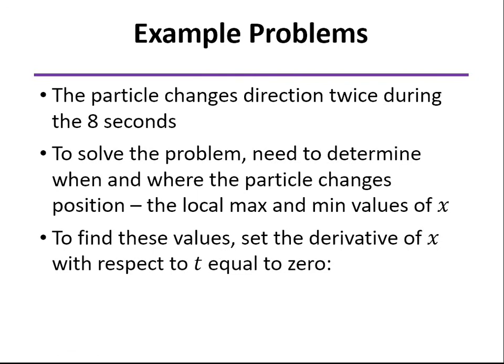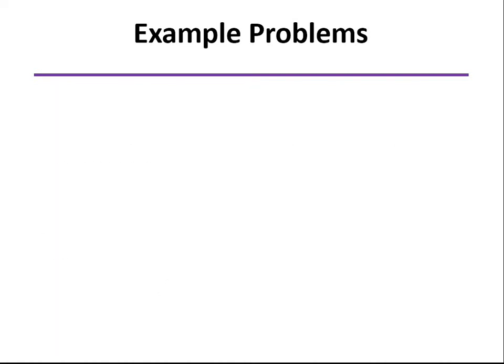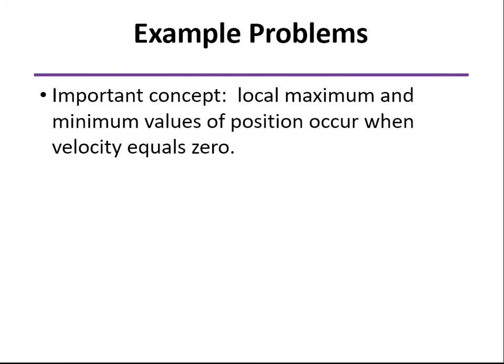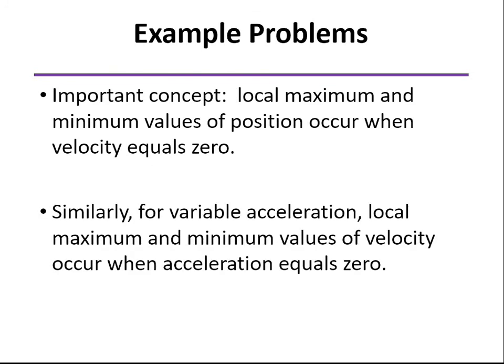So as we learned in calculus, if we want to find a local max or local min, we take a derivative and set that equal to 0. And of course, the derivative of x with respect to time, by definition, is the velocity, which makes sense too. If a particle is going to change direction, it has to come to a stop momentarily before changing direction. So wherever we see velocity equals 0, we know we're at a local max or min. And similarly, if you have a variable acceleration, you can find local max and min values of velocity when the acceleration is equal to 0.